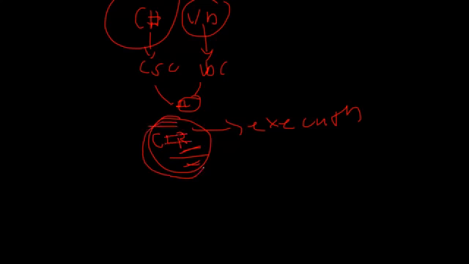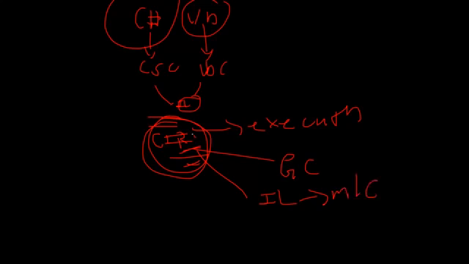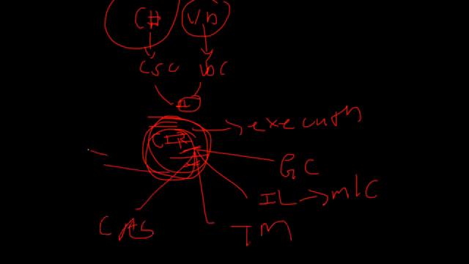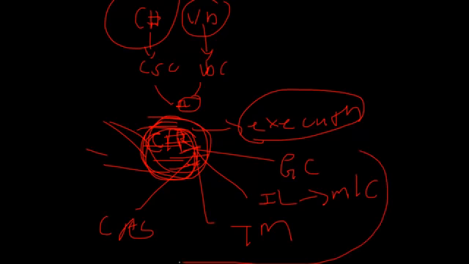CLR does some important tasks like garbage collection, converting IL to machine code, because CLR transfers the control to JIT. Got it? Thread management, code access security, and many more. CLR is everything in the .NET world. CLR, or common language runtime, which is the execution engine for .NET code, does some important tasks.